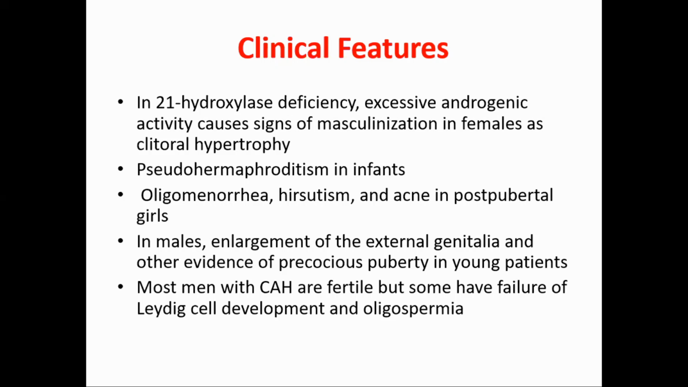And in the case of males, what happens? There may be enlargement of the external genitalia or precocious puberty, meaning that before reaching pubertal age the person will have all the secondary sexual characteristics. By the age of 7 or 8, a beard and moustache may even appear; that is what precocious puberty means. Some of the men may be fertile, or there may be failure of the Leydig cells and oligospermia, and in most cases the males are infertile. So one of the causes of infertility is also congenital adrenal hyperplasia.